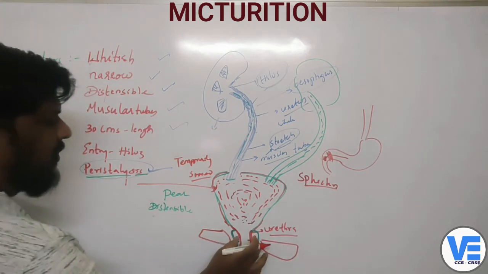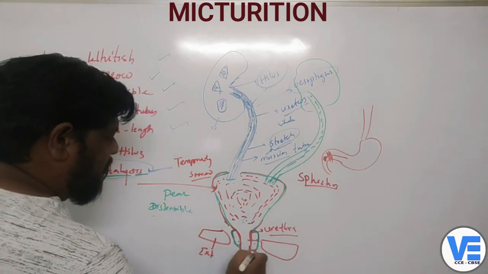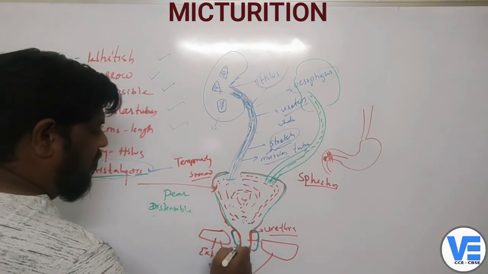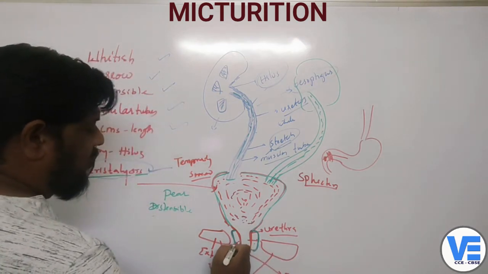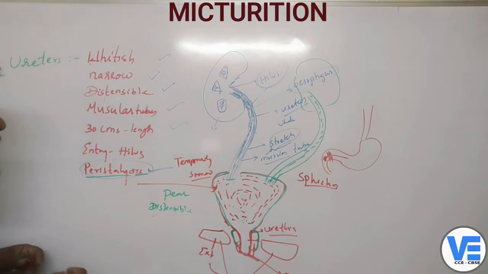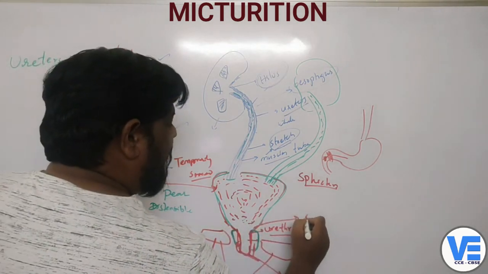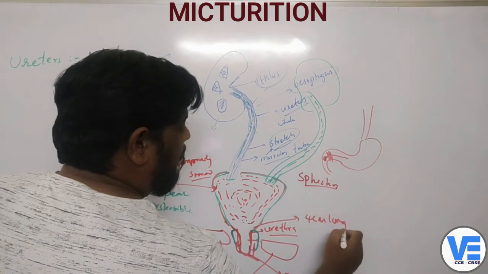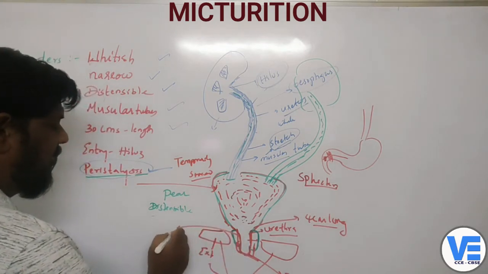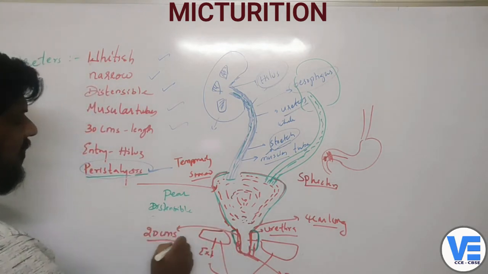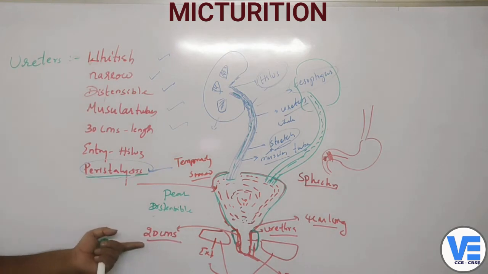So how many sphincters are there here? These are the external sphincters, a pair of external sphincters, and these are the two internal sphincters, a pair of internal sphincters. One more thing: the urethra in females is around 4 centimeters long, whereas the urethra in males is around 20 centimeters long.